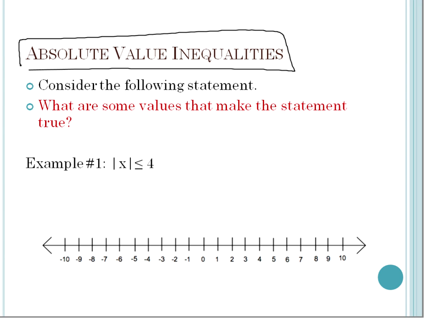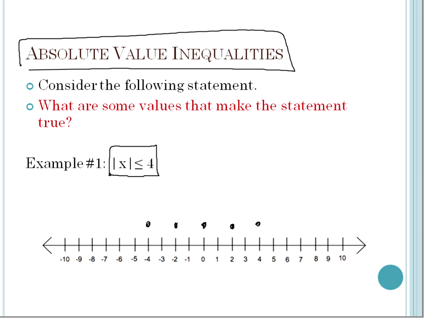So I have the absolute value of x is less than or equal to 4, and I want you to just type in some values of x that would make this true. All right, I'm just marking them when I see them. Excellent. So I see a lot of choices. Someone just told me I can pick anything between negative 4 and 4, and that's going to work.